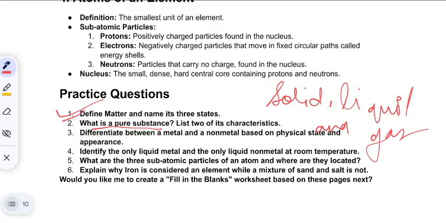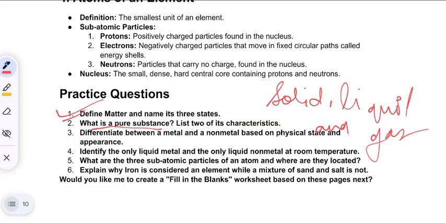List its two characteristics. First, it has uniform composition and definite properties. Then the next one is that the components of a pure substance cannot be separated by simple physical methods.